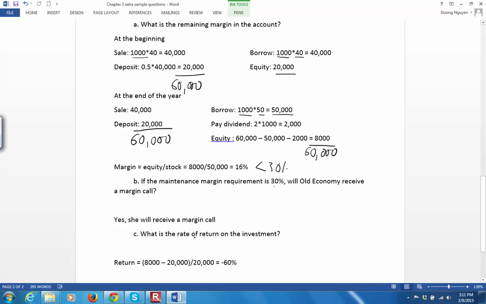What is the rate of return on her investment? At the beginning of the year, the investor put down $20,000. At the end of the year, she had only 8,000, so her return is 8,000 minus 20, divided by 20, equal to negative 60%. So she lost 60% on her investment.